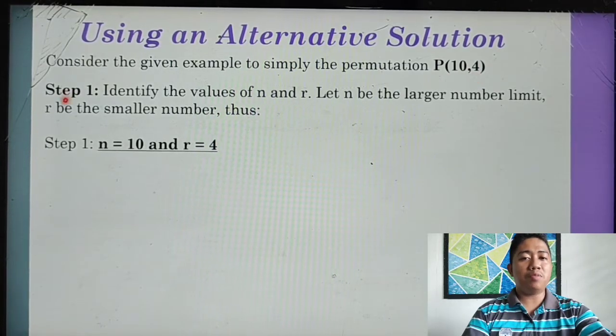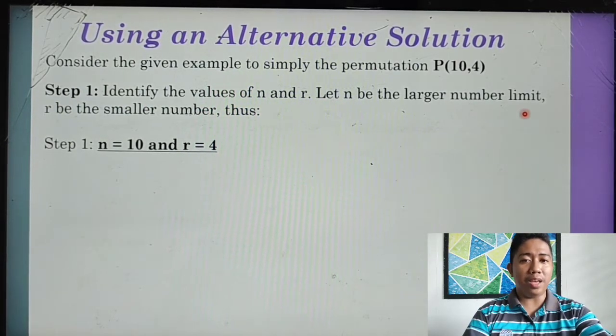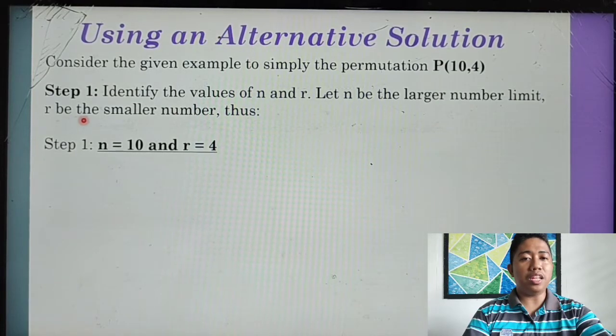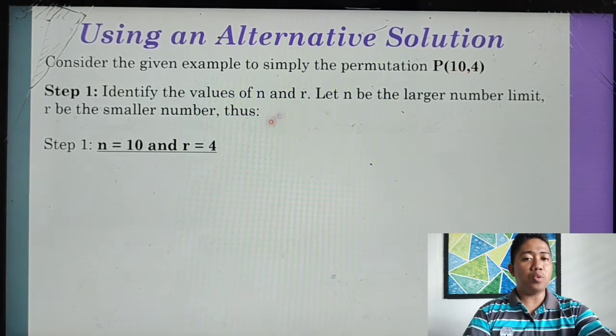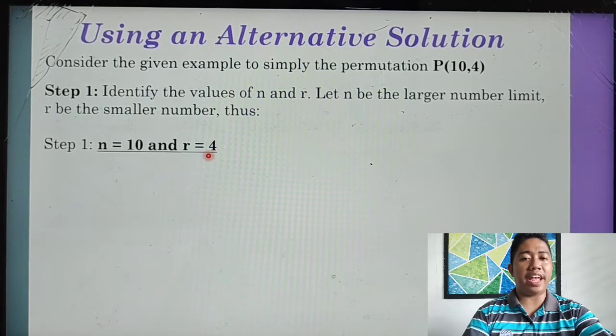So the first step to do is to identify the values of n and r. Let n be the larger number limit and r the smaller number. In the range of values from 10 to 4, the larger number is 10, so we let the value of n be equal to 10, and the value of r, the smaller value, is equal to 4. That is the first step: identify the values of n and r.